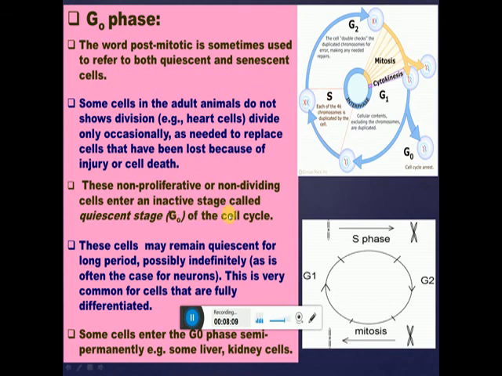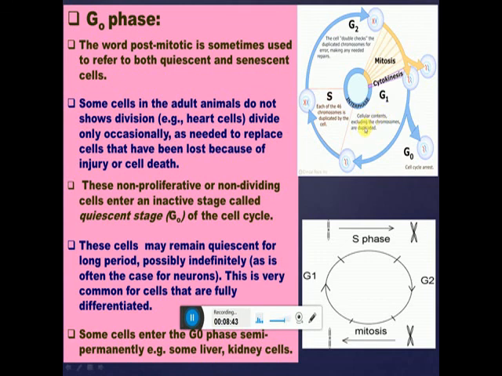They enter an inactive stage called the quiescent stage or G0 stage of the cell cycle. These cells may remain quiescent for a long period, possibly an indefinite period. This is very common for cells that are fully differentiated. Some cells enter the G0 phase semi-permanently, not permanently. For example, some cells of the liver and some cells of the kidney may enter into the G0 phase. You can see here the G0 phase. Then the G1 phase, we have already seen it.